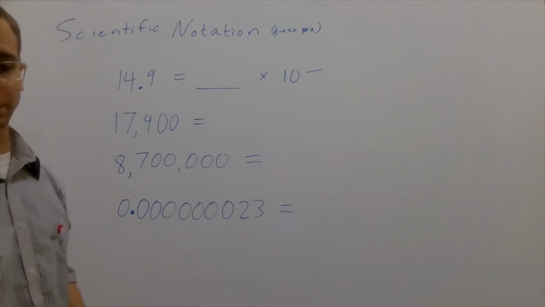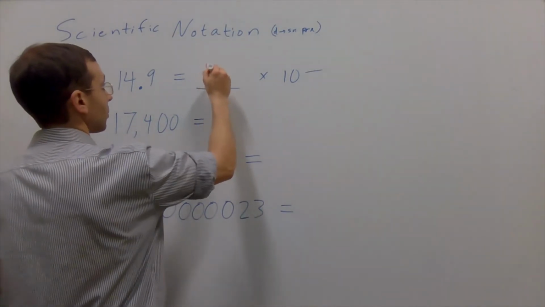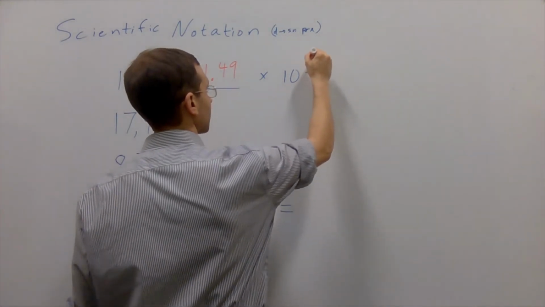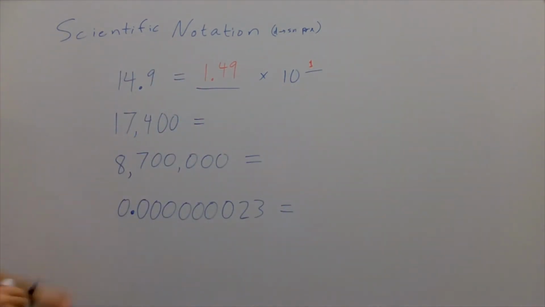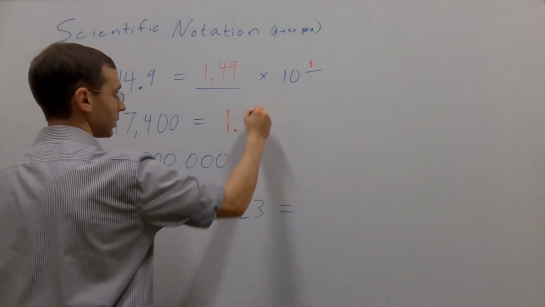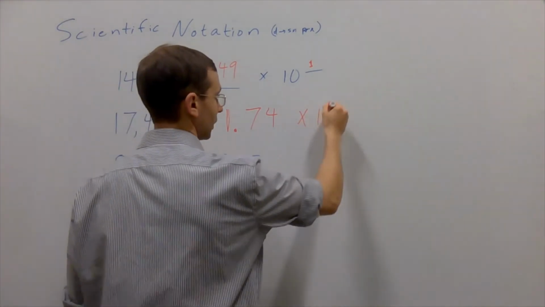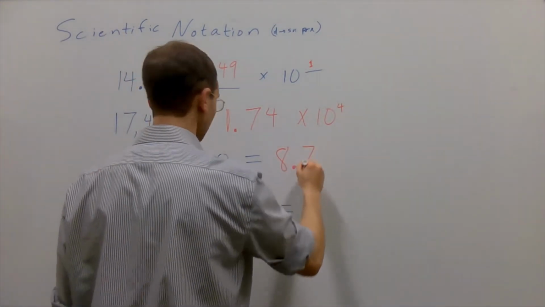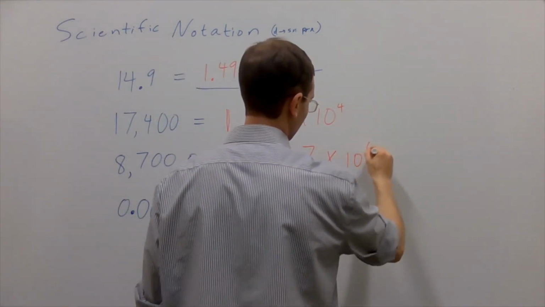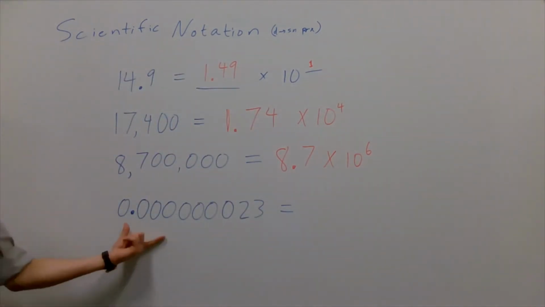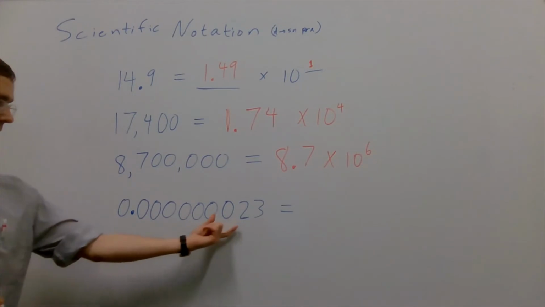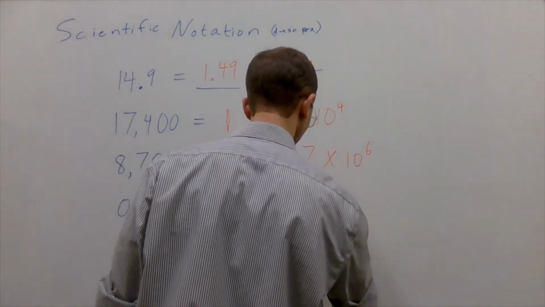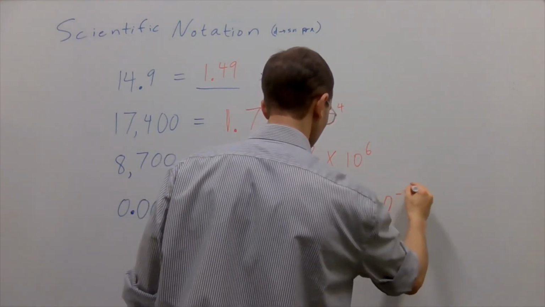All right, let's see how you did. This will be 1.0 times 10 to the 9th power, times 10 to the first power. This will be 1.74 times 10 to the fourth power. 8.7 times 10 to the sixth. And then this one's a little bit of a nuisance, since we have to count all those extra zeros with no commas. But if I'm doing this correctly, I can get 2.3 times 10 to the negative 8th power.